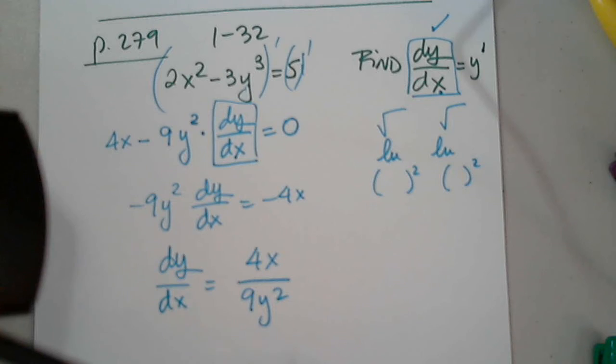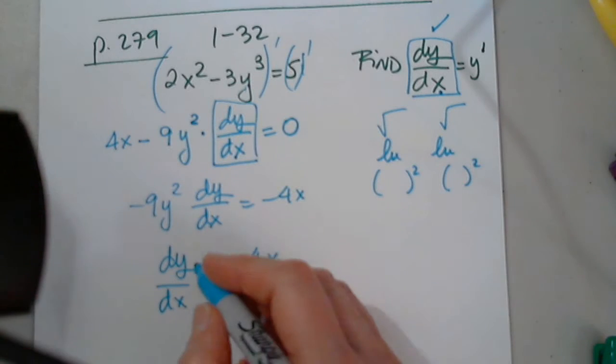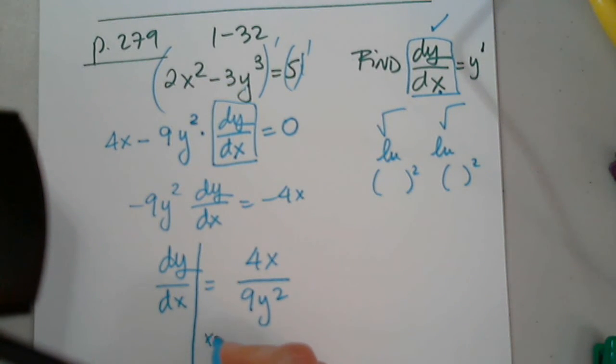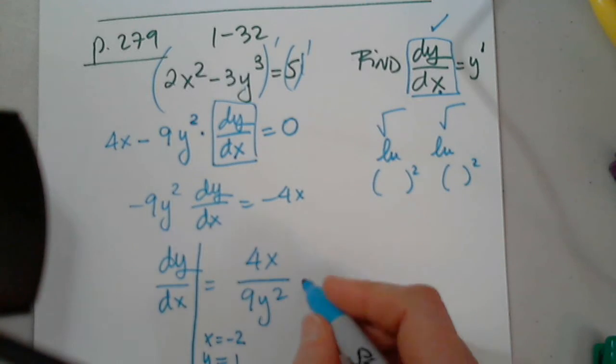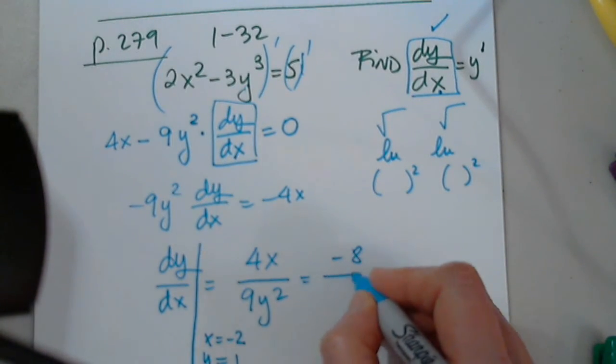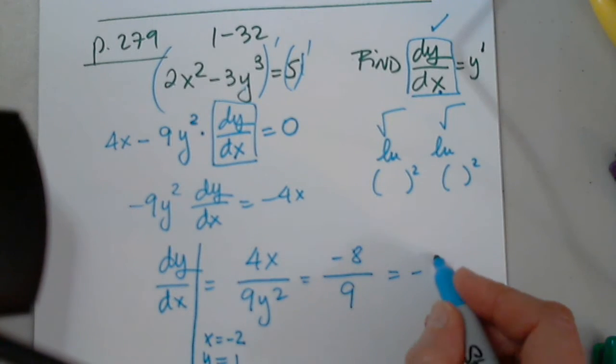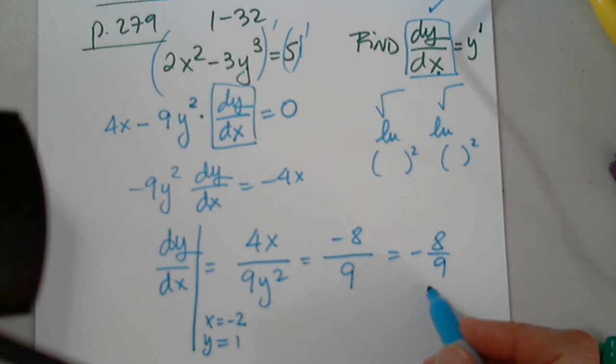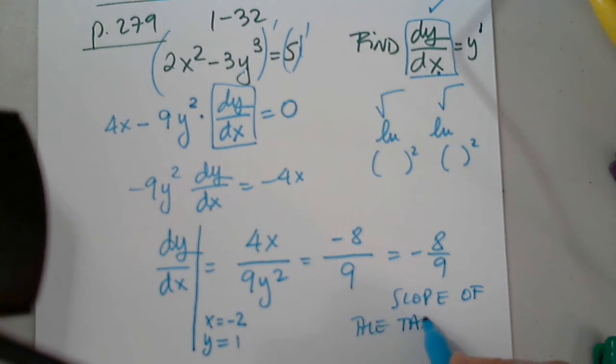Now they're asking us to determine this value, which is the slope of the tangent line, and for problem 4, they're telling us when x is negative 2 and when y is 1. Fine. So we'll just plug it in. Negative 8 at the top over 9, negative 8 over 9. What does this represent? It is the slope of the tangent line at the point negative 2, 1.